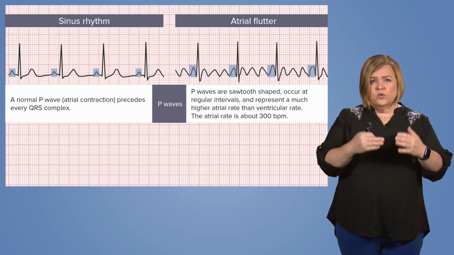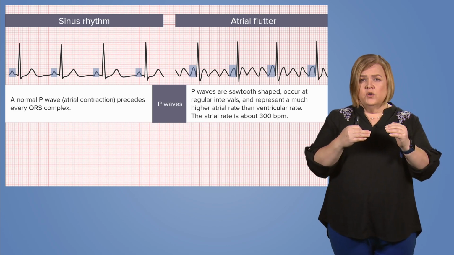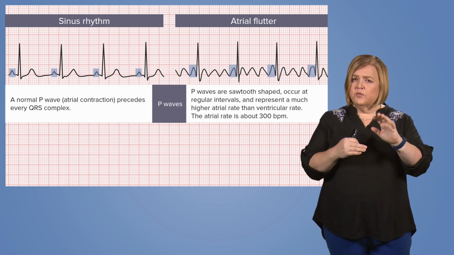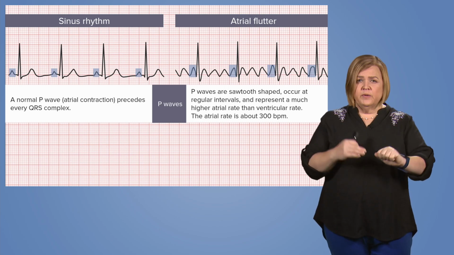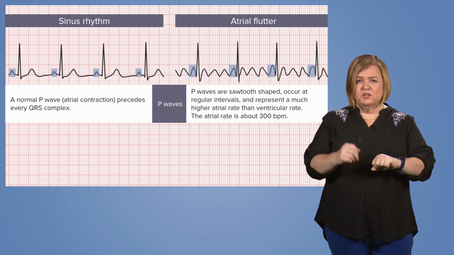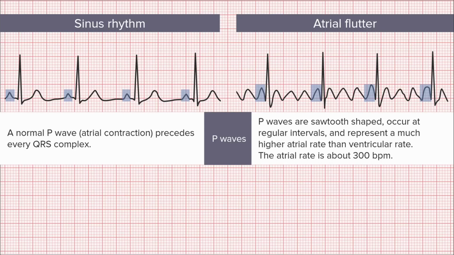So P waves, normal sinus rhythm. You have a normal P wave. It's an atrial contraction before every QRS complex. One P wave, one QRS. One P wave, one QRS. Atrial flutter, hey, that's that weird sawtooth thing. Actually, I think it's beautiful, but you have that sawtooth shape. They happen at regular intervals, but they're happening at a much higher rate than you see the QRSs. So we don't have one P wave for every QRS. We will have multiple P waves for every one QRS.